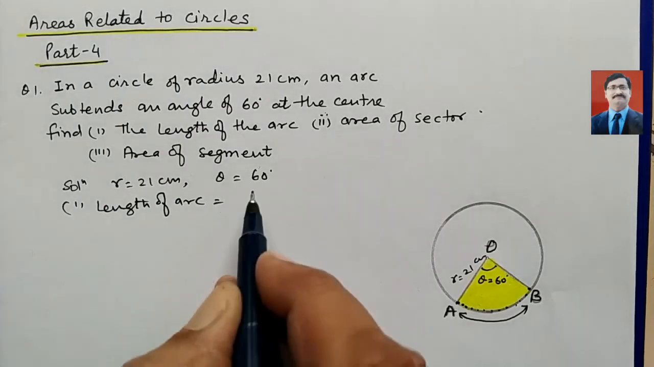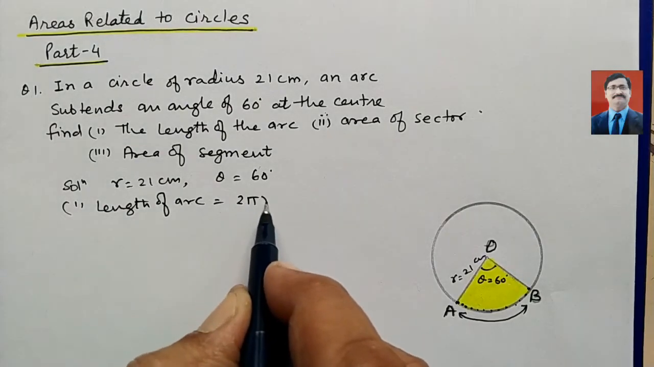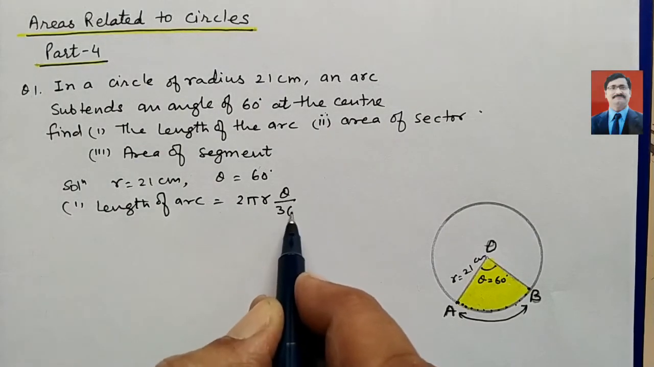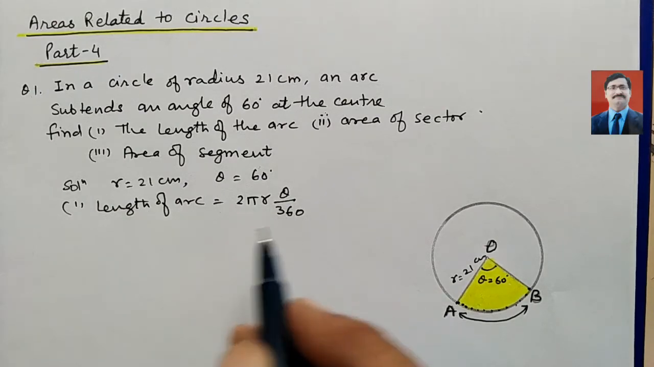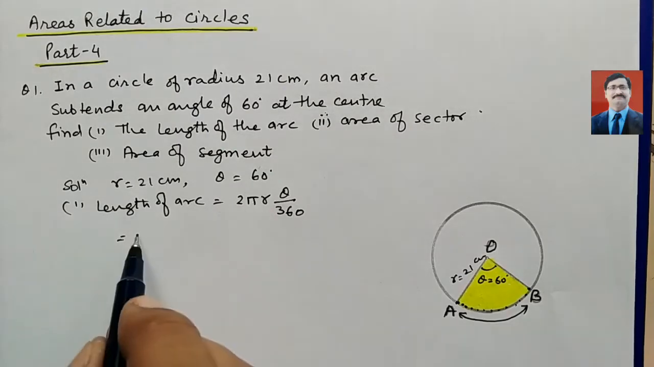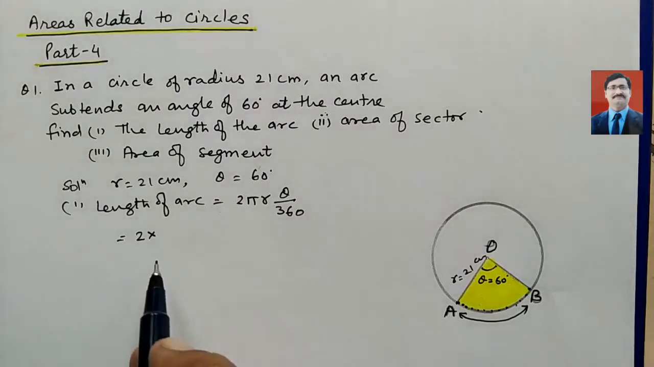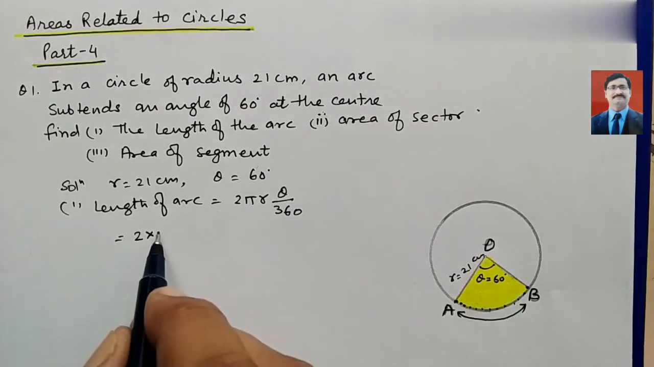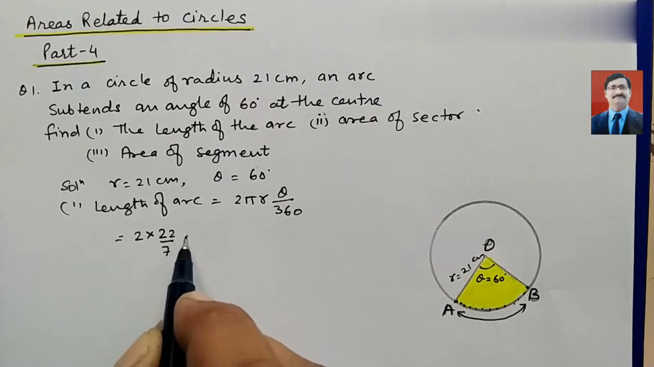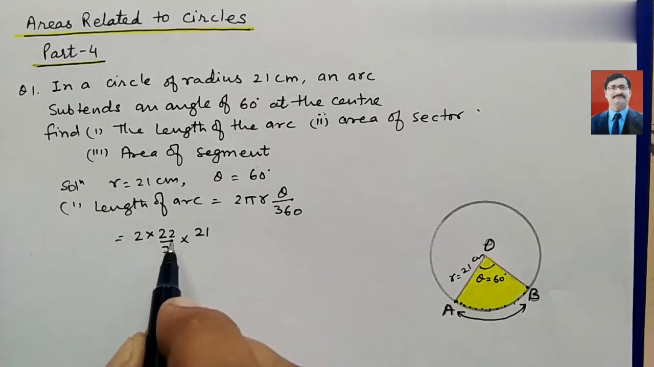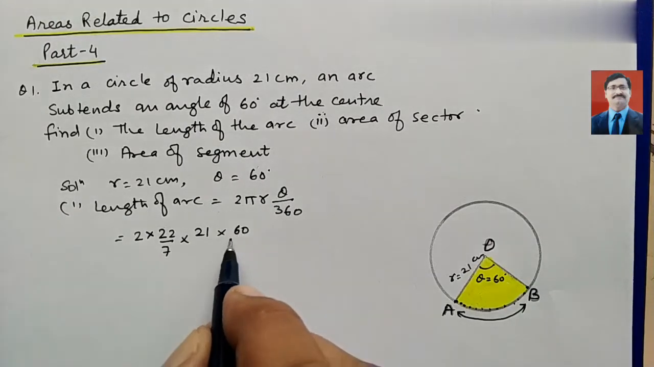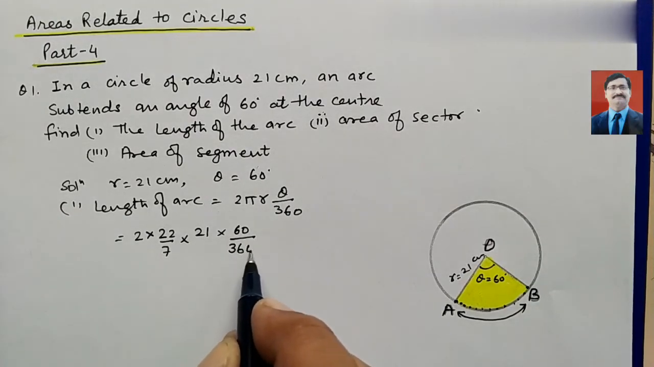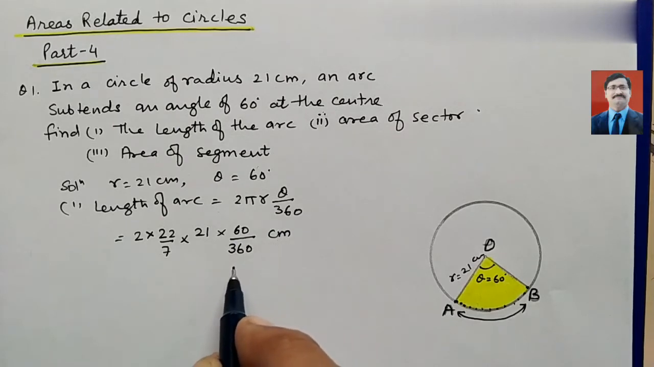So length of arc we can write the formula: 2 pi r theta by 360. All of you know this formula, I already explained it, so you will learn this also. In place of pi we will use 22 by 7, and r is 21 centimeter, centimeter we write in last, and theta is 60 degree upon 360, and this will be in centimeter.